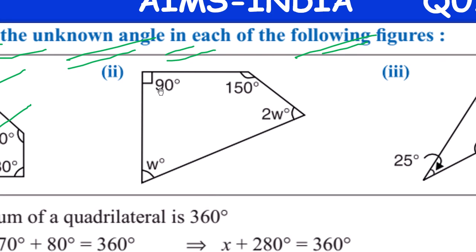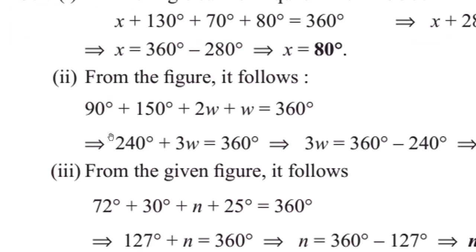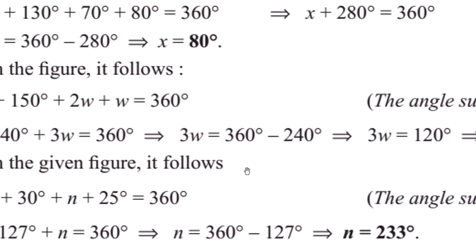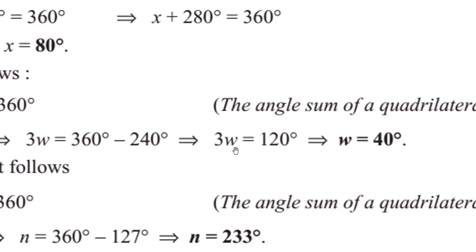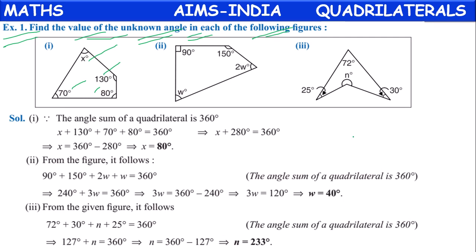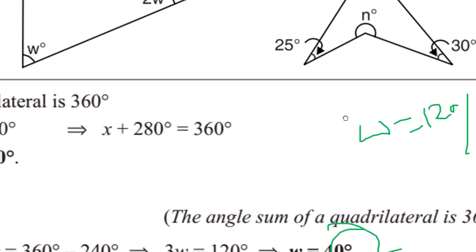Second diagram. 90 plus 150 plus 2W plus W equals 360. So 90 plus 150 is 240. 2W plus W is 3W, equal to 360. 240 comes to this side as minus 240. 3W equals 360 minus 240. 3W equals 120. W equals 120 by 3, which is equal to 40 degrees.